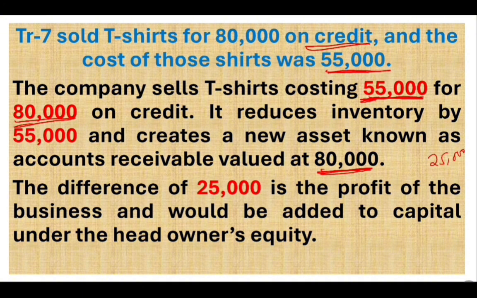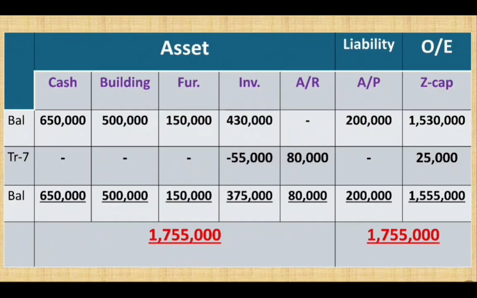Now here's the difference of 25,000, that's 80,000 minus 55,000, which is the profit of the business and would be added to the capital. So here on the top, usually we have assets, liability and owner equity. So assets should be equal to liability plus owner equity. It is the basic accounting equation. So we always have to check A is equal to L plus O, where A is asset, L is liability, and O is owner equity.